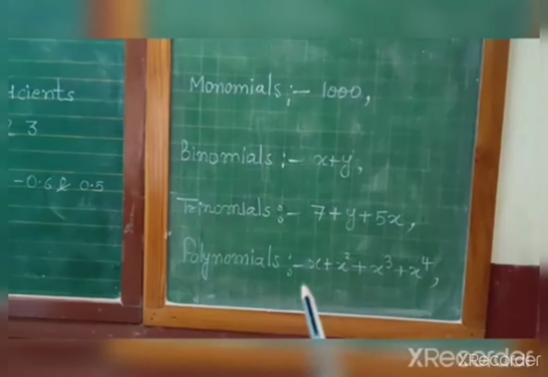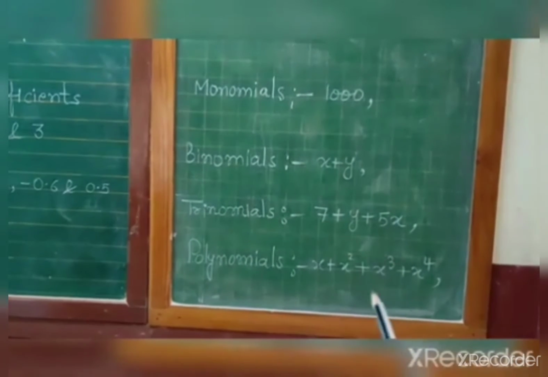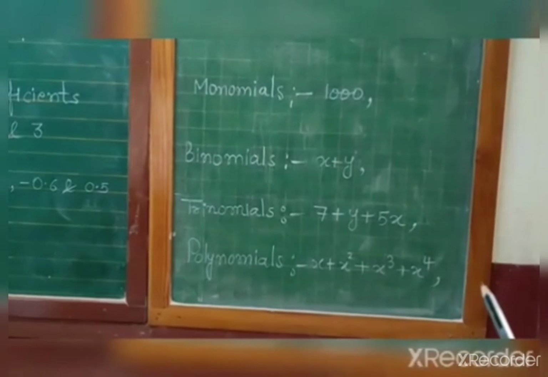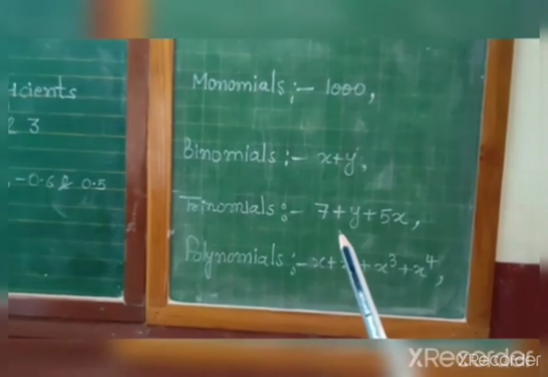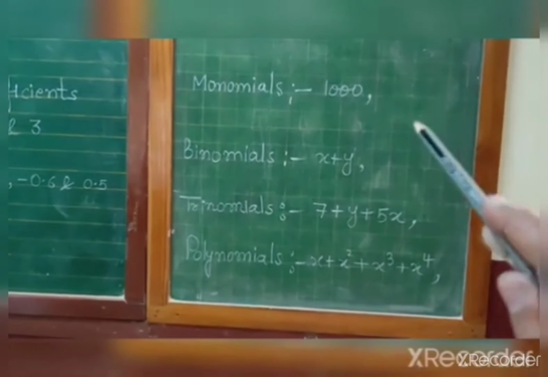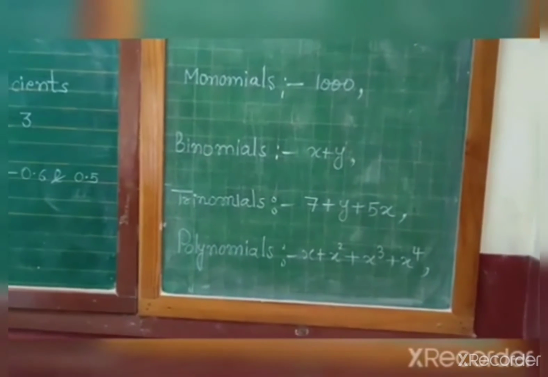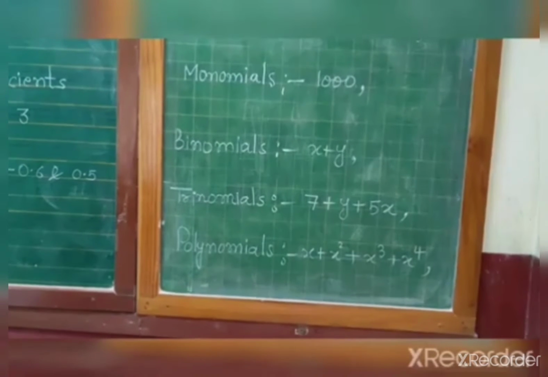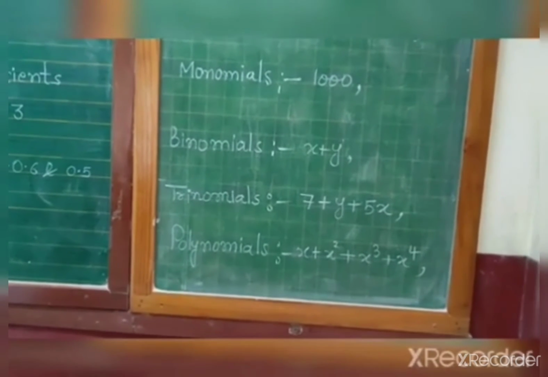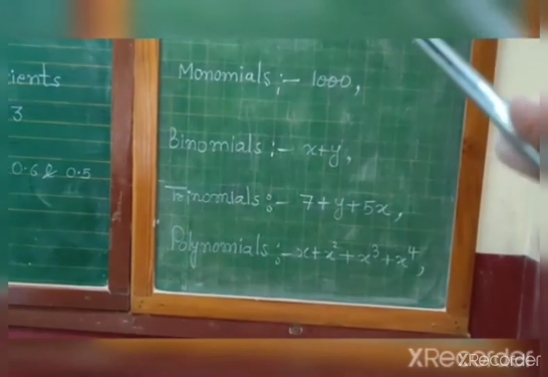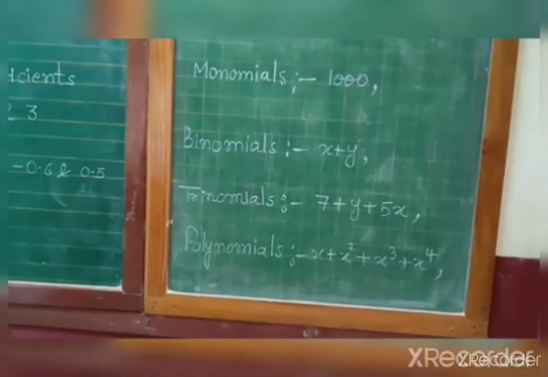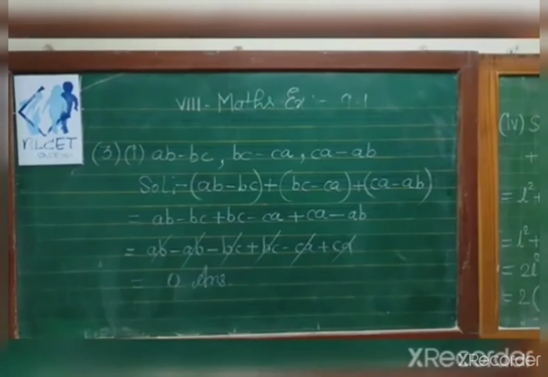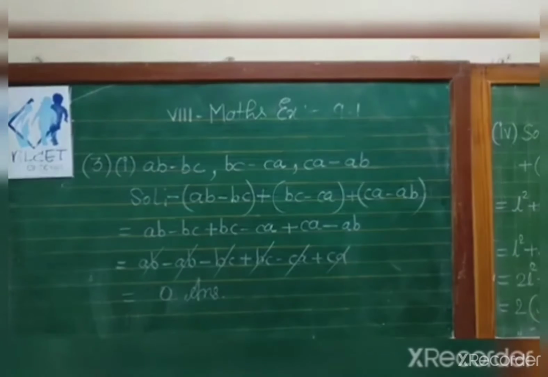You can see x plus x square plus x cube plus x to the power 4, and then the fourth expression will be a trinomial. So in this way you can write here. For the rest of the expressions you will find monomials, binomials, trinomials and polynomials. Coefficients, that means numerical values, you will also calculate in monomials. Okay, in the third question we have to add the polynomials.